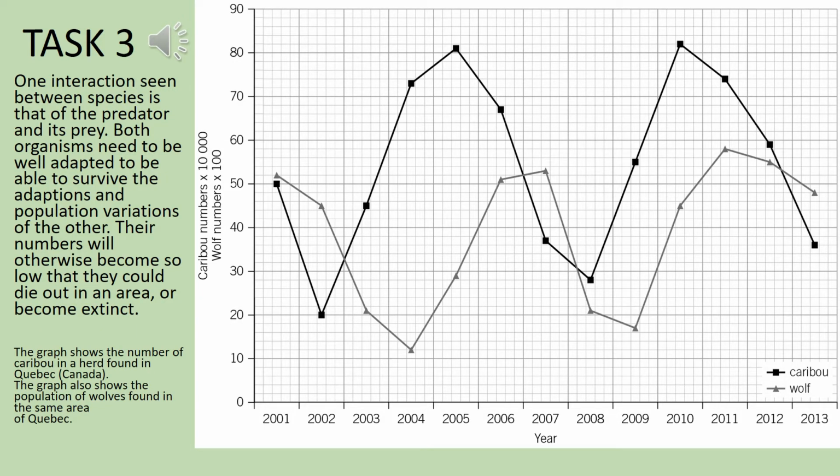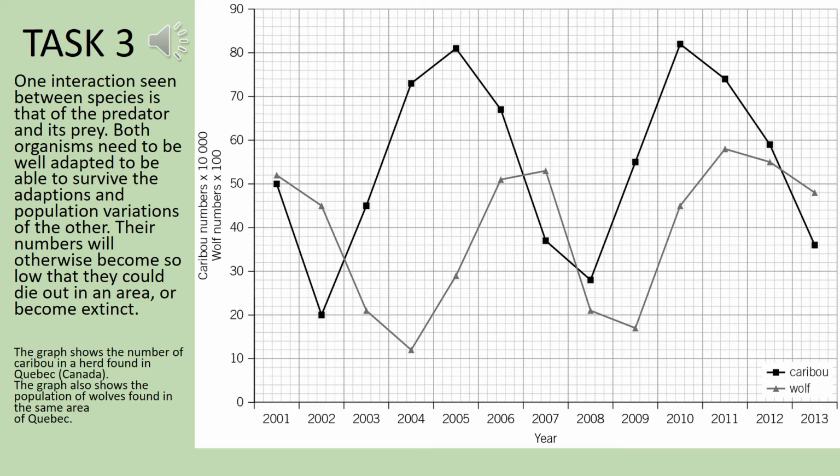So, carrying on with the tasks to help you understand this relationship. Task 3 is to look at the graphical data. Here, we've got the interaction between the species of a predator and prey relationship. Both organisms need to be well adapted to survive. Their numbers will otherwise become low and they could die out in an area or become extinct. So the graph shows the number of caribou in a herd, and the graph shows the population of wolves.